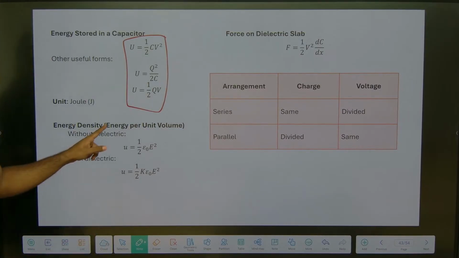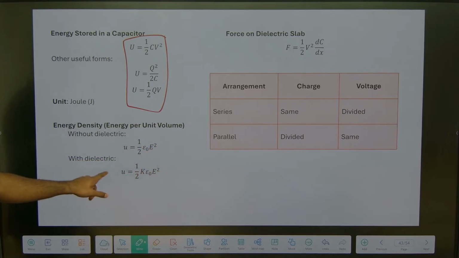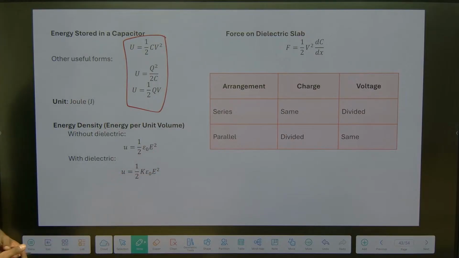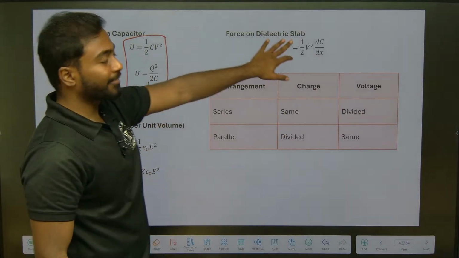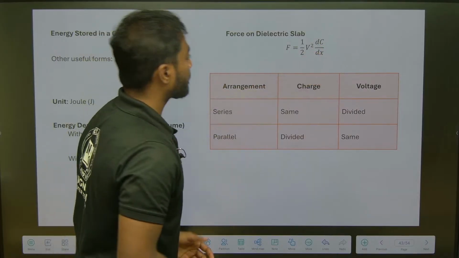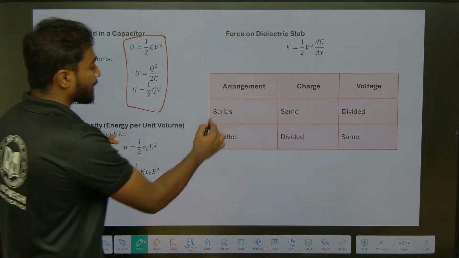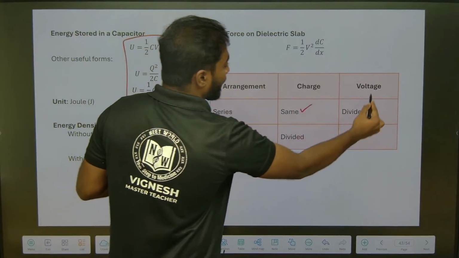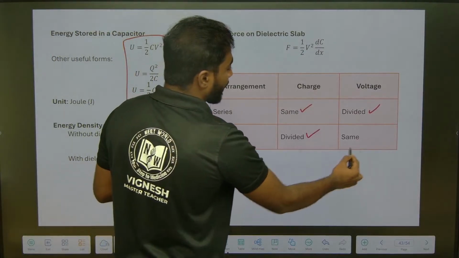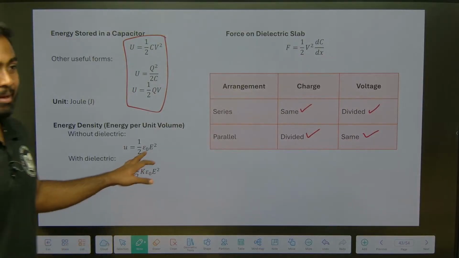And energy density is U is equal to 1 by 2 epsilon naught E squared, or with the dielectric it is half K epsilon naught E squared. Next, force on a dielectric slab is half V squared into dC by dx. When we talk about the arrangements, in series the charge is the same and the voltage is divided; in parallel the charge is divided and the voltage is the same. This is about capacitance.